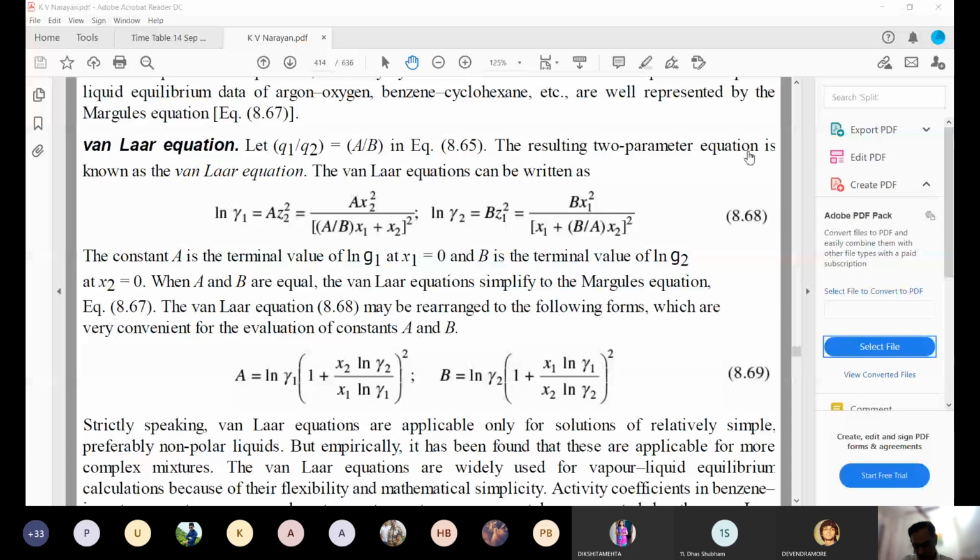That means what will x1 be and what will x2 be? x1 0.8, x2 0.2. Yes, x1 will be 0.8 because we have taken water as the more volatile component, so x1 is 0.8 and x2 is 0.2. So calculate gamma 1 and gamma 2 for this composition.